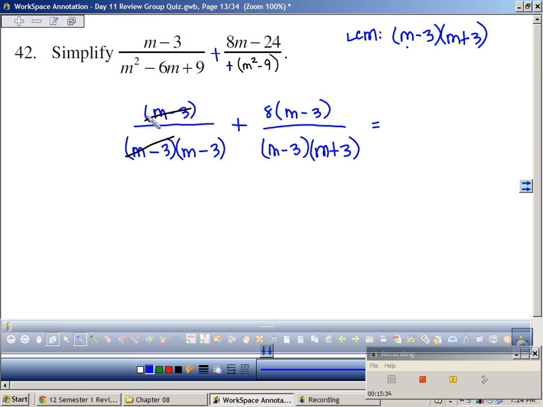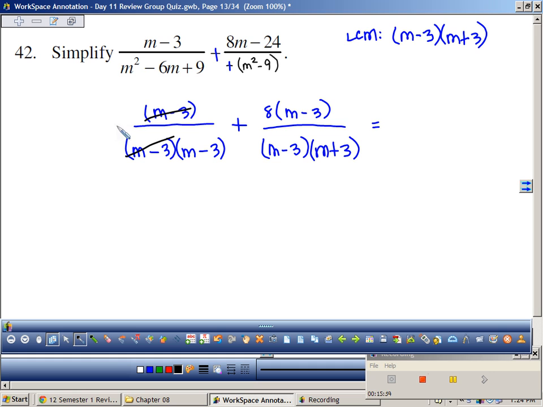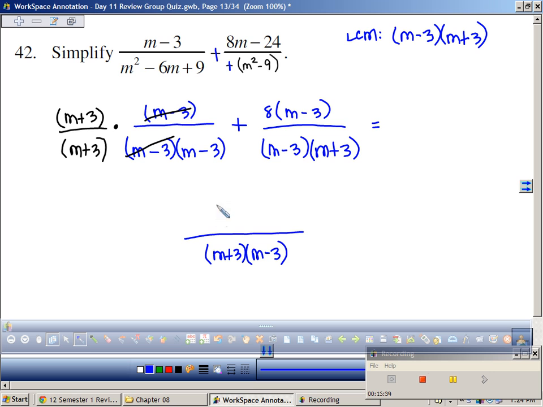Okay? So what does this side need? M plus 3. All right, so now they'll have the common denominator, right? So I'm going to go straight to that. M plus 3, M minus 3, M plus 3, plus, I'm going to go ahead and distribute now, 8M minus 24. I don't know why I have an equal sign over here.